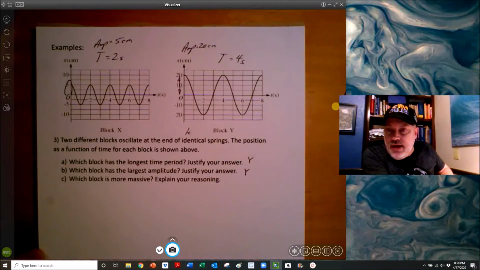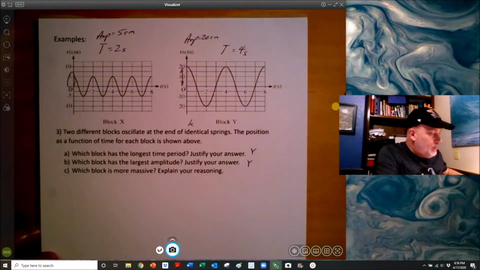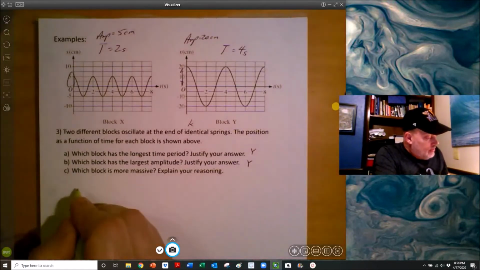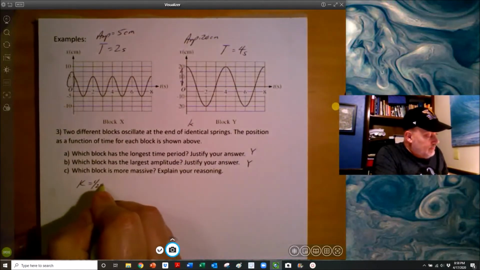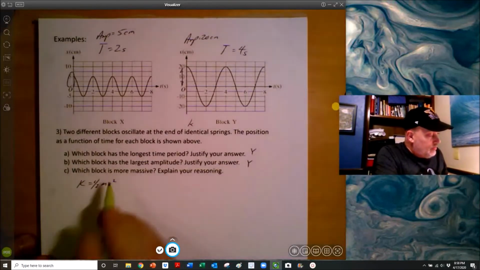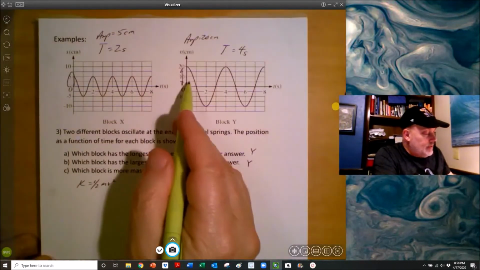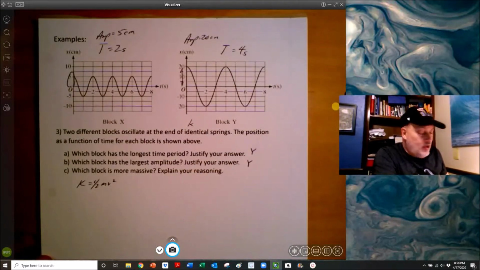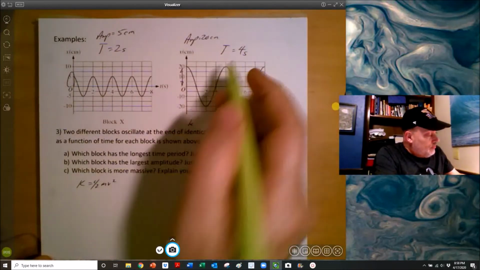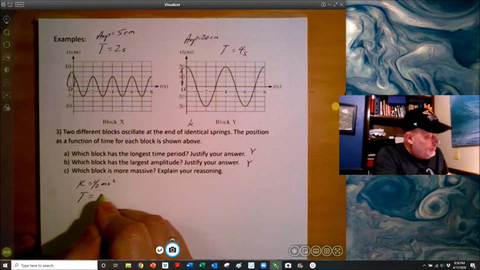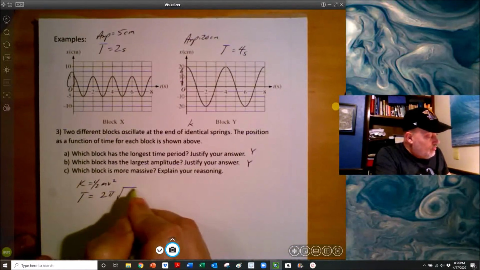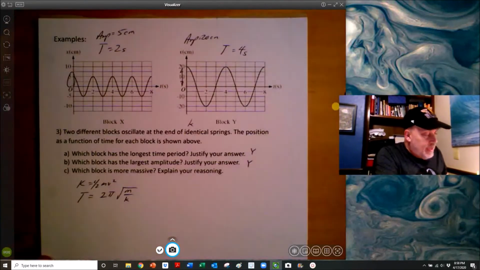All right, which block is more massive? All right, so we need some equation that has mass in it. So we know kinetic energy equals 1/2 mv squared, but I don't know the velocities because this is not a velocity time graph, so that won't help us. How about, hey, we know time period. Time period equals 2 pi square root of m over k.